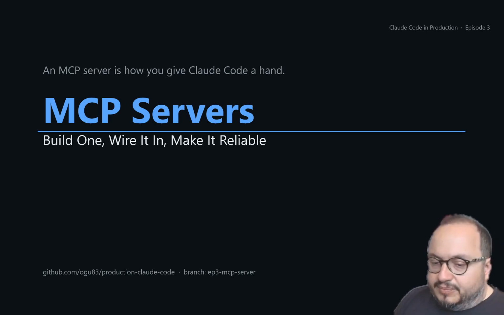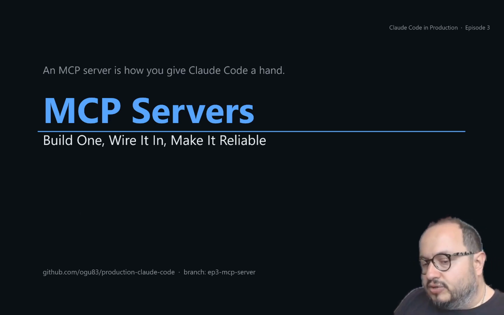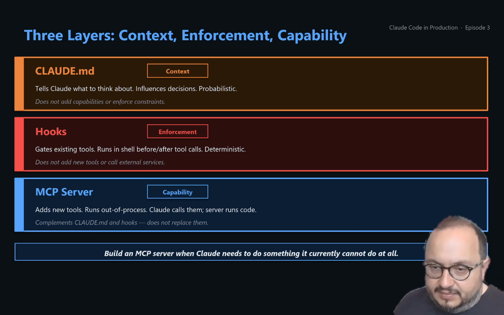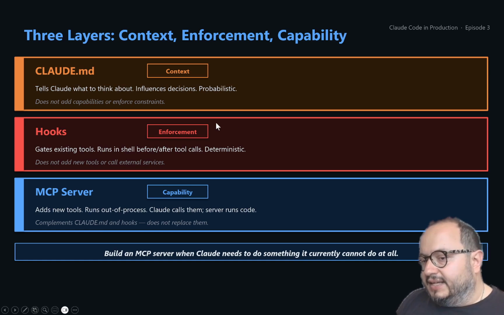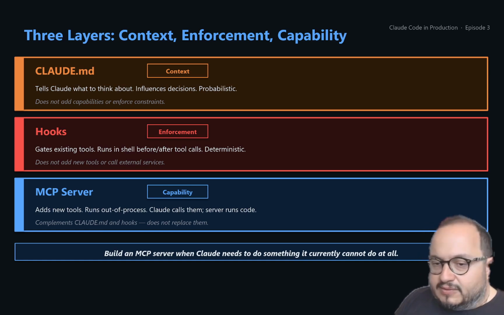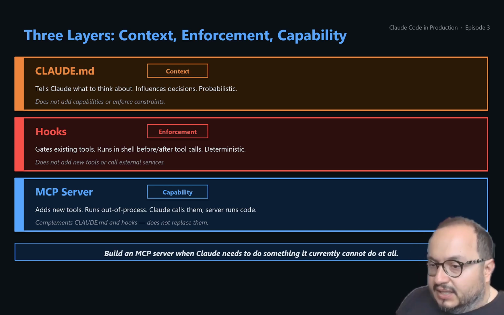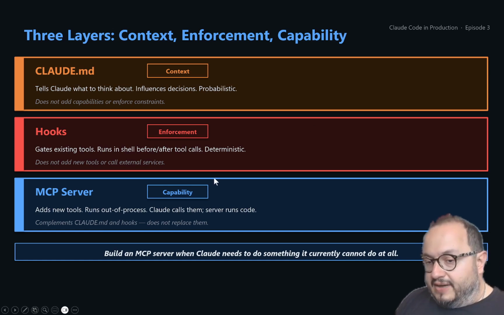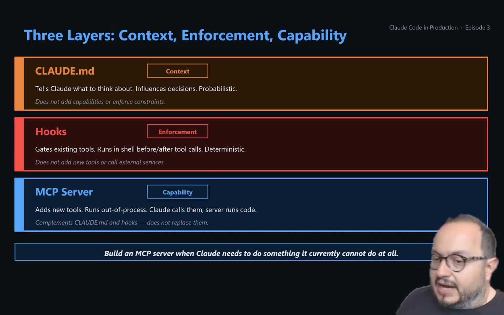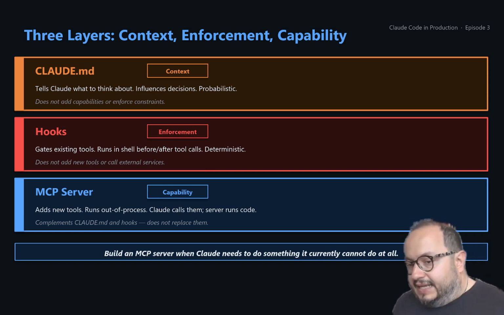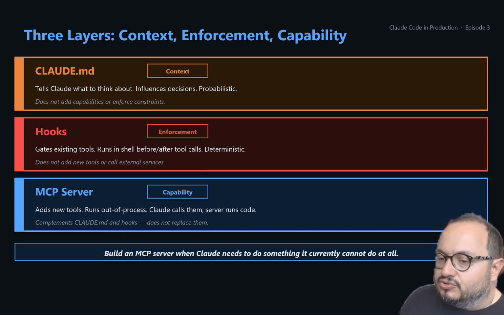Before the code, let me show what an MCP server actually is and where it sits relative to the tools you have already seen. You have 3 layers of configuration in a Claude setup. CLAUDE.md is the context. It tells Claude how to think about the project, what the repo contains, what workflows to follow, what conventions to use. It influences the model's decisions. It does not add capabilities. Hooks are enforcement. They run in the shell before or after tool calls and enforce constraints: blocking dangerous commands, saving state, gating commits. Hooks gate tools that already exist. They do not add new ones.